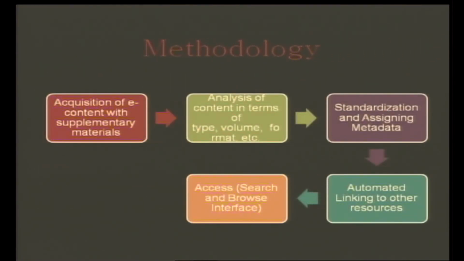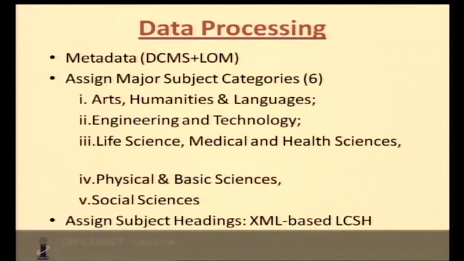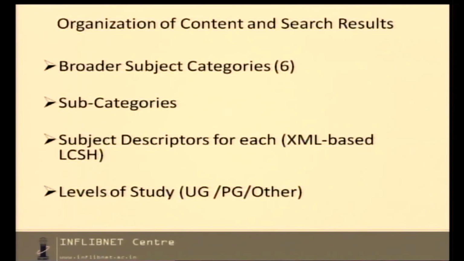We acquire content, we process content, we analyze content, and we see that every content has 4 modules, 4 what are called quadrants, which are e-text, video, self-assessment and learn more. So, all the components are separated and made accessible too. We assign metadata, where standard metadata from Library of Congress Subject Headings is assigned, and they are divided into 5 major subject categories, which is made accessible.